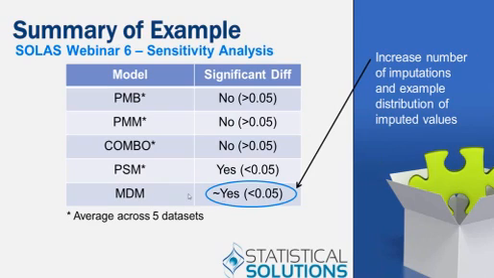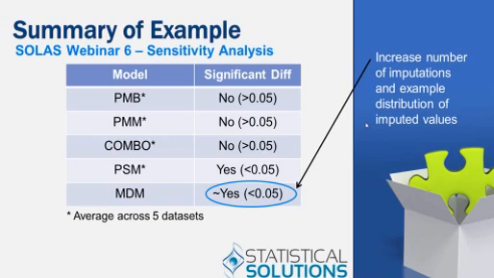Now the Mahalanobis distance wasn't as clear-cut because 3 out of the 5 data sets had less than 0.05 p-value. So what you'd have to do is increase the number of imputations, and examine the distribution of those values to see how volatile that method is.